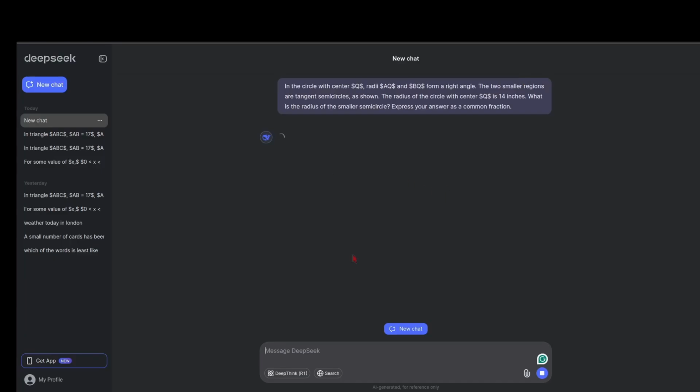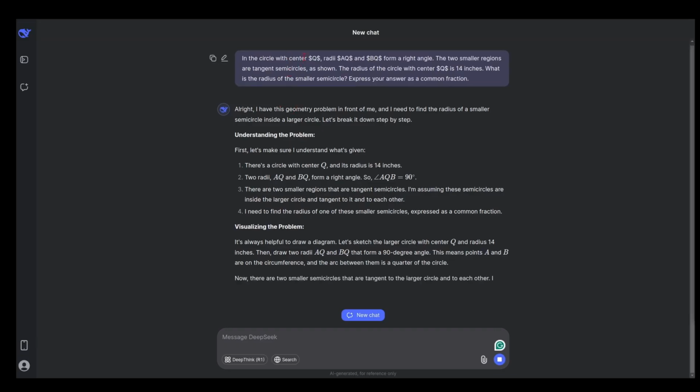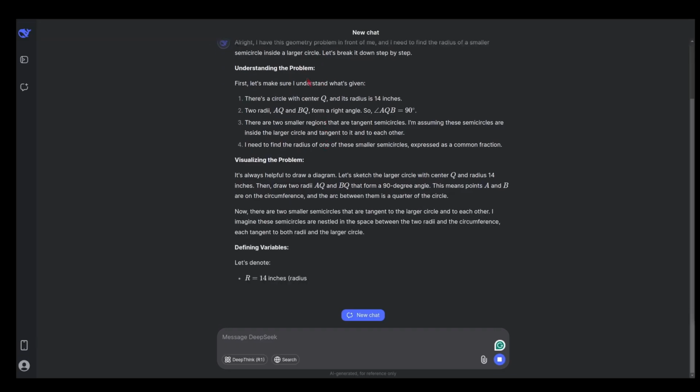While this is solving, let's find out what DeepSeek is doing. It's still thinking. It's not doing anything at the moment. I won't be surprised if it gives a server busy error, but I will try it again if it gives that error. So OpenAI came up with the right answer, which is 14/3. While I ask the same question to DeepSeek, it goes on like this.